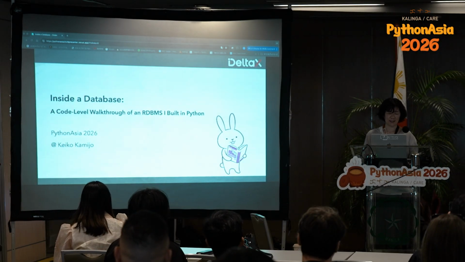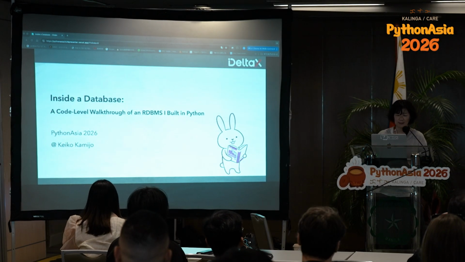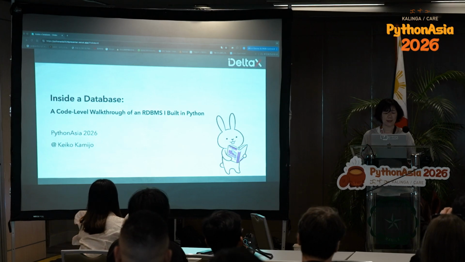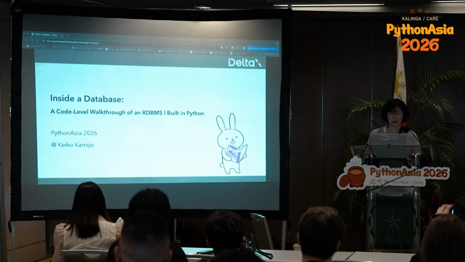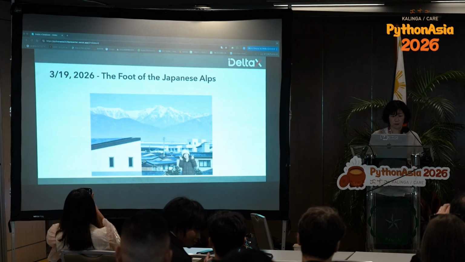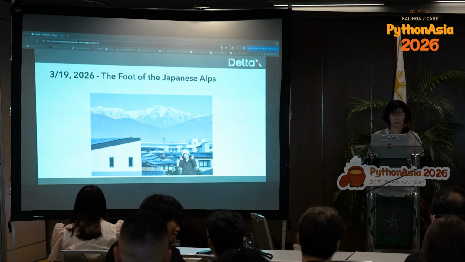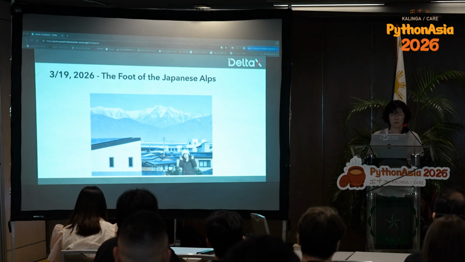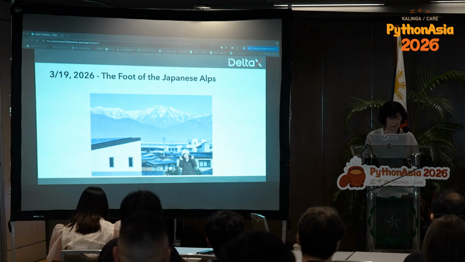Let's get started. Inside a database, a code level walkthrough of an RDBMS I built in Python. My name is Keiko Kamijo. I'm a software engineer from the foot of the Japanese Alps. It's very cold.